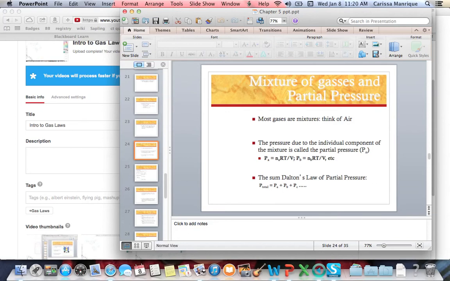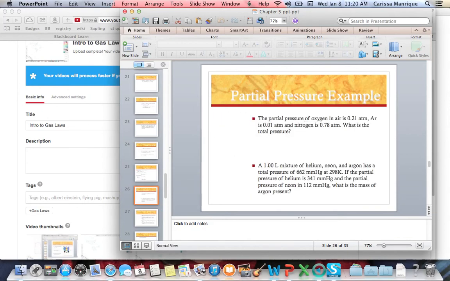So partial pressures: basically, you have a container filled with many different gases, and each gas has its own pressure. If we look at this example, we have helium, neon, and argon in a container. They each have their own pressure. The reason the pressures are different is because they're different gases, and they're different sizes, so they're going to have different velocities.